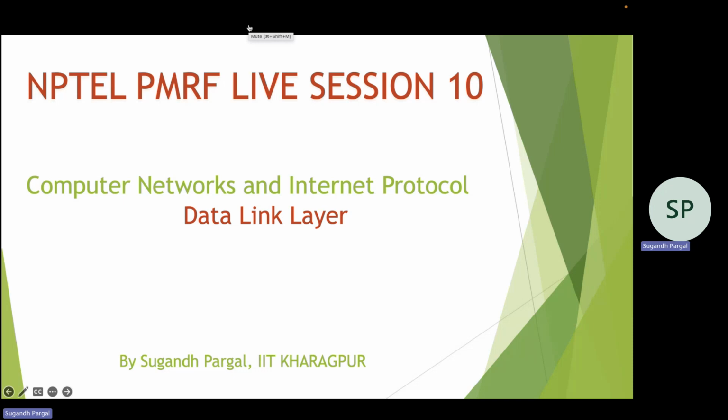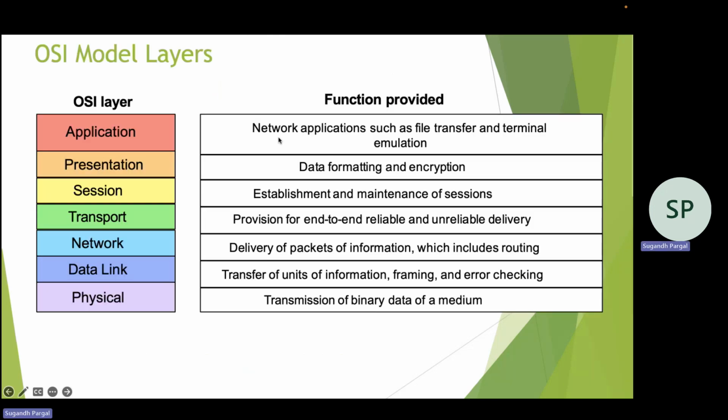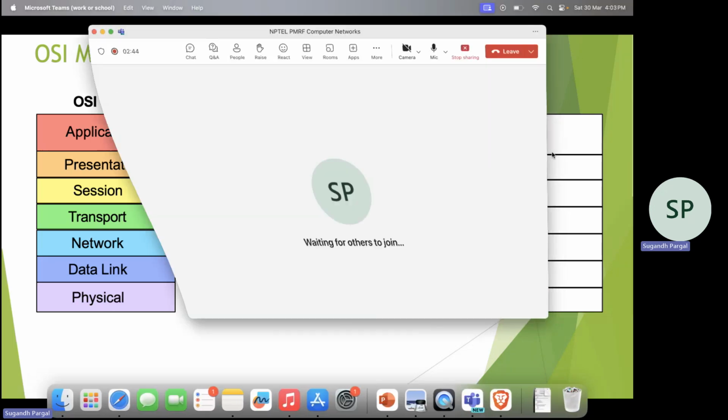Okay. So let us start today's lecture about data link layer. Till now we have studied various OSI layers such as the application layer, presentation layer, session layer. Then we have talked about the transport layer and then the network layer. Now comes the next part, the data link layer and the physical layer. So in this lecture, we will be discussing the data link layer.